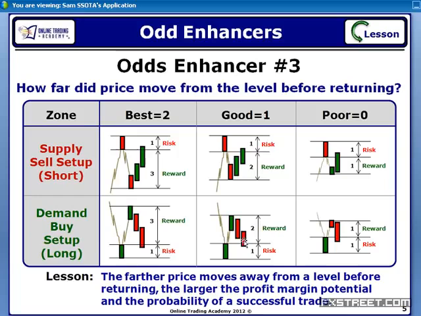And of course, this example over here, the best case scenario, and you could get much better than this, of course, would be 3 to 1. So the farther price moves away from the level before returning back to the level, the larger the profit margin potential and the probability of the trade being successful.